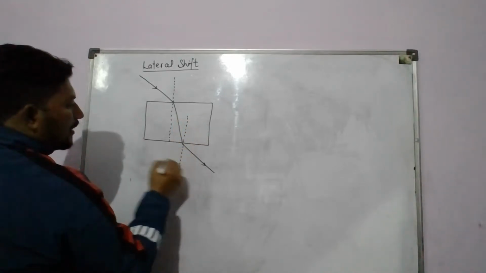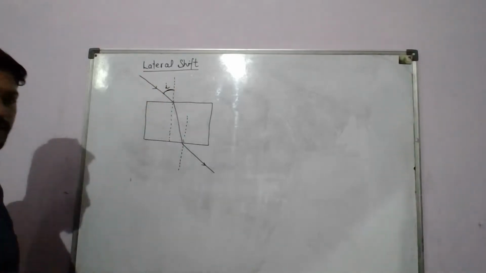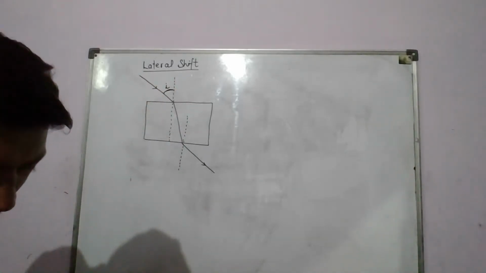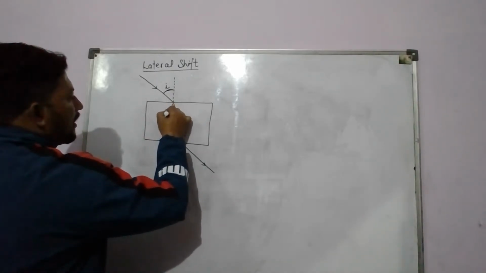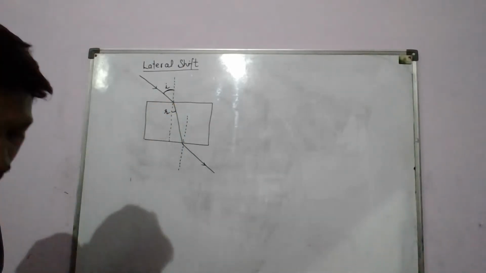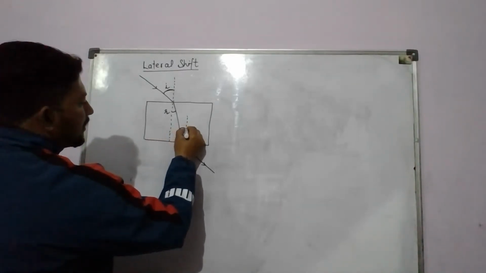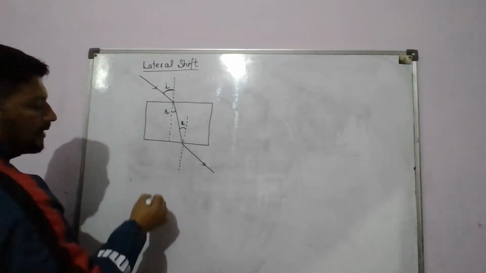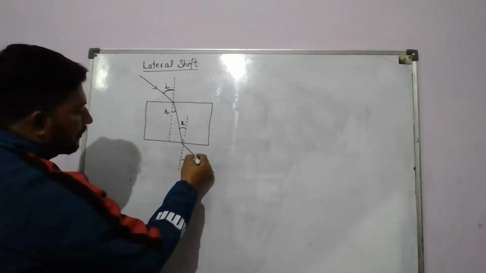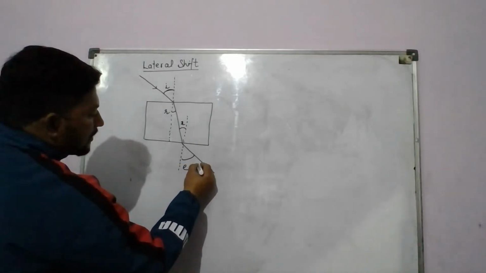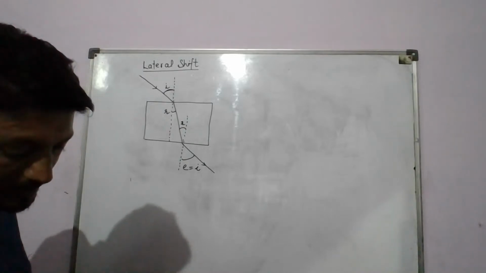This is again a normal. This angle is I, the incident angle, and this angle is R, the refracted angle. This angle is again R in the same medium, and the emergent angle is equal to the incident angle. You performed this activity in grade 10 class.